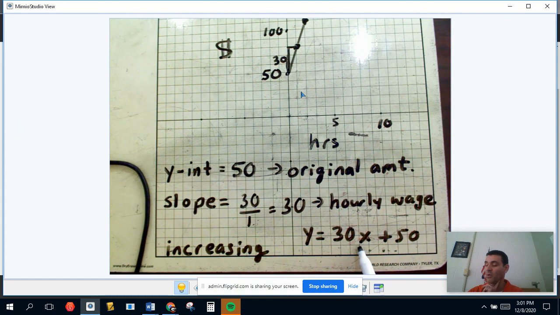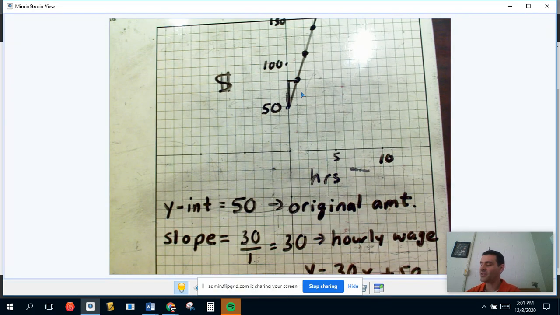So if you plug a 1 in there, for example, 30 times 1 is 30, 30 plus 50 is 80. He makes $80 for working 1 hour. If you put a 2 in there, 30 times 2 is 60, 60 plus 50 is 110. That's what he makes for 2 hours, and so forth.